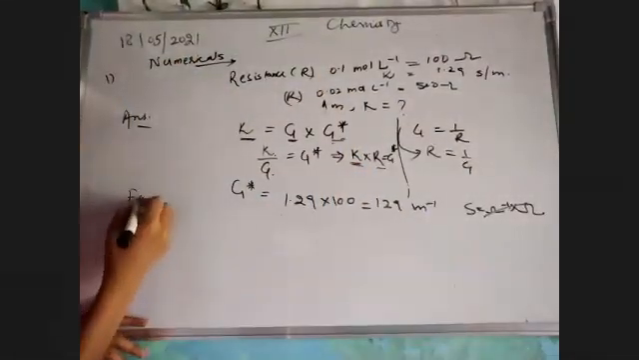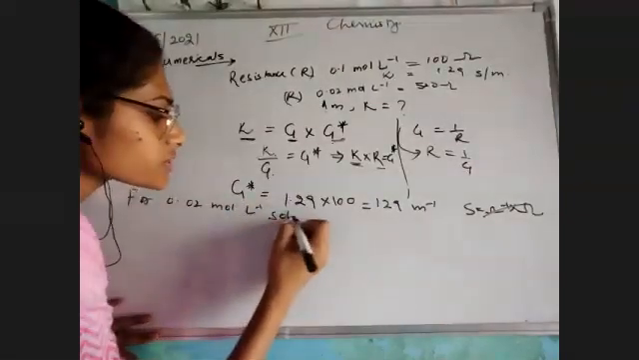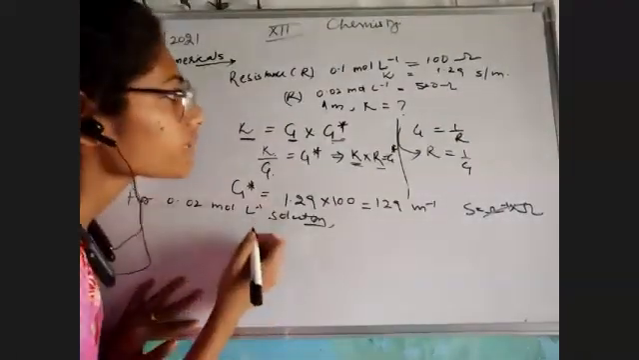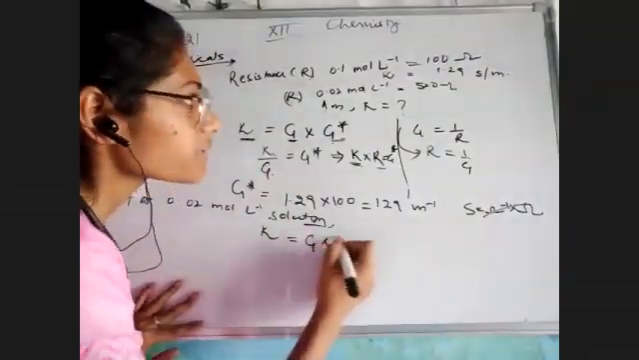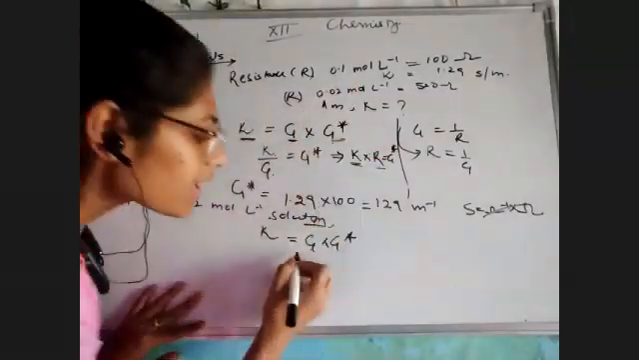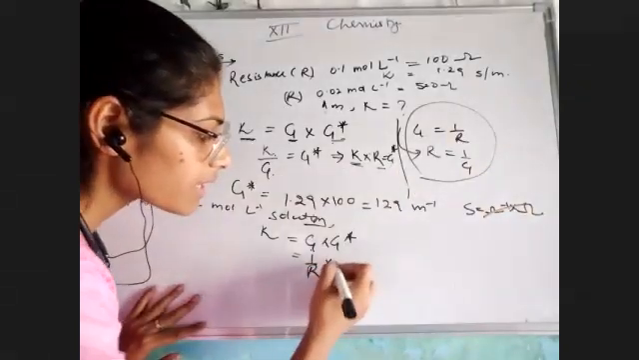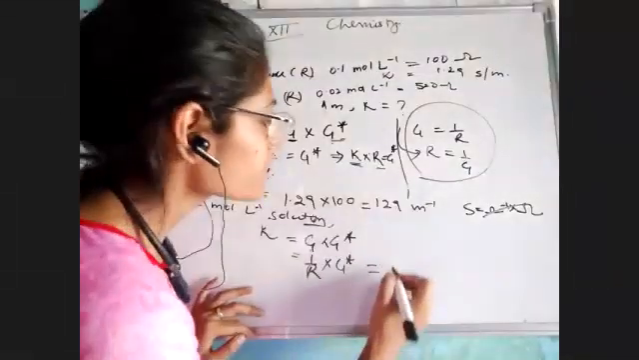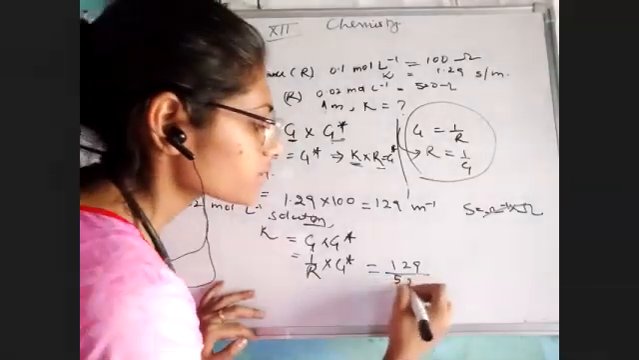So for the 0.02 mole per liter solution, what do we need to calculate? We need to calculate our kappa, and the formula is given as G into G star, and G is equal to 1 by R from this equation. So kappa is equal to 1 by R into G star. G star is given, that is 129. The resistance is given to be 520.